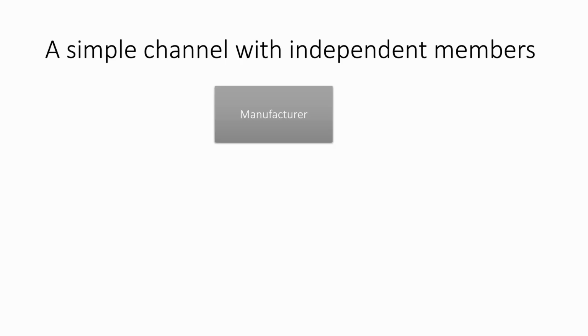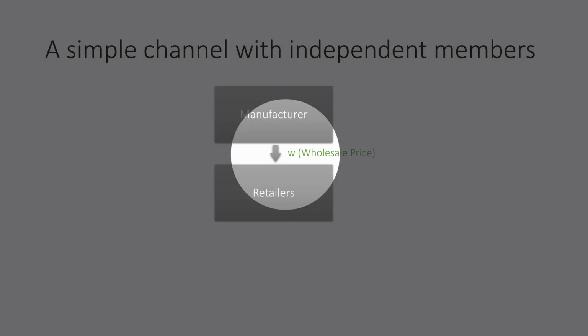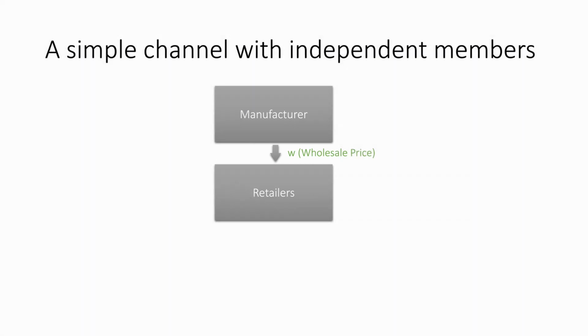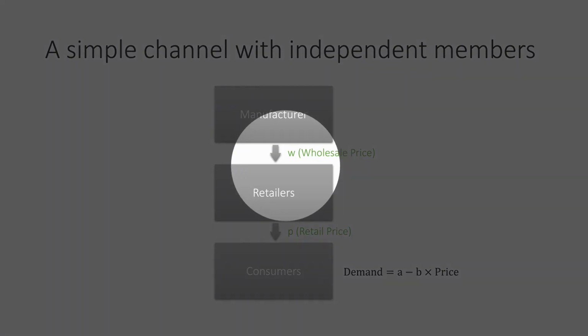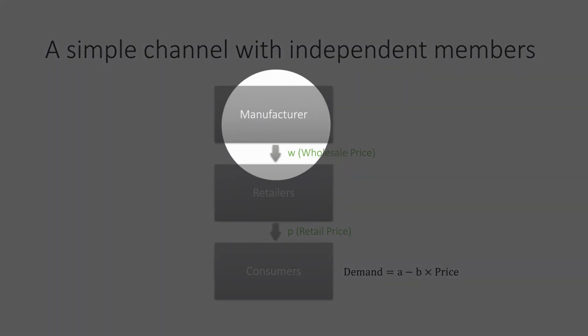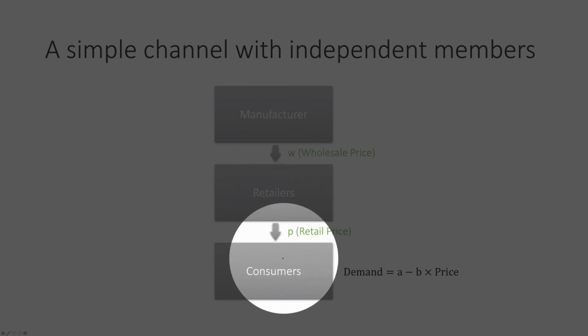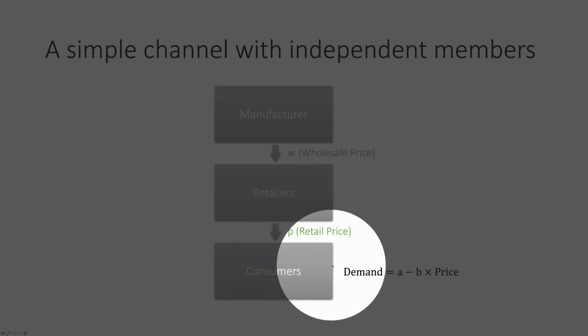So here I'm going to give you a simple channel with two independent members: a manufacturer that produces the product, and the manufacturer would sell the product to the retailers at a wholesale price of W. And then the retailers would then sell the products to consumers at a retail price P. So in this channel, there are two stages: manufacturers selling to retailers, retailers selling to consumers. The retail price P would decide the actual demand in the market.